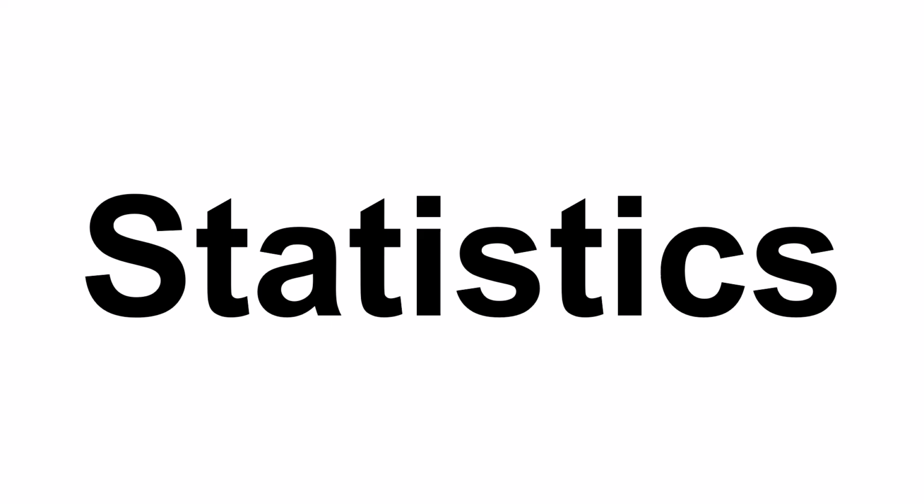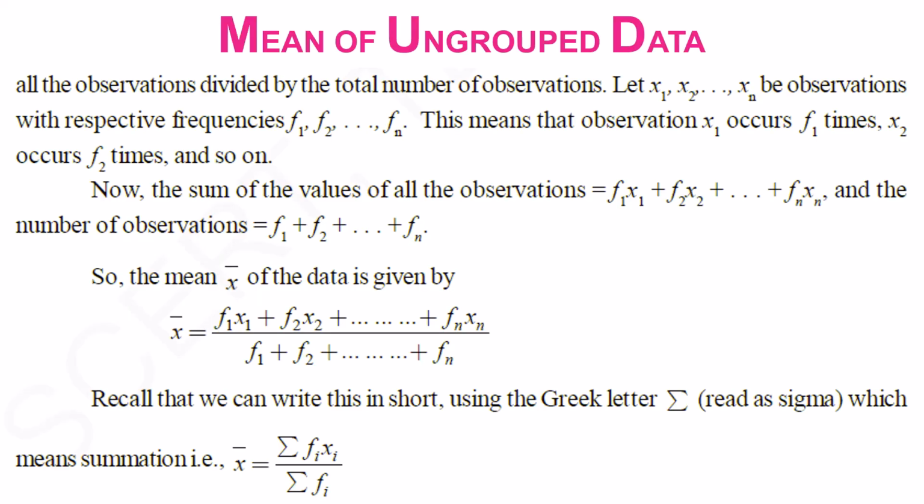The mean, or average, of observations is the ratio of the sum of values of all the observations divided by the total number of observations. Let x1, x2, ... xn be observations with respective frequencies f1, f2, ... fn. This means that observation x1 occurs f1 times, x2 occurs f2 times, and so on.